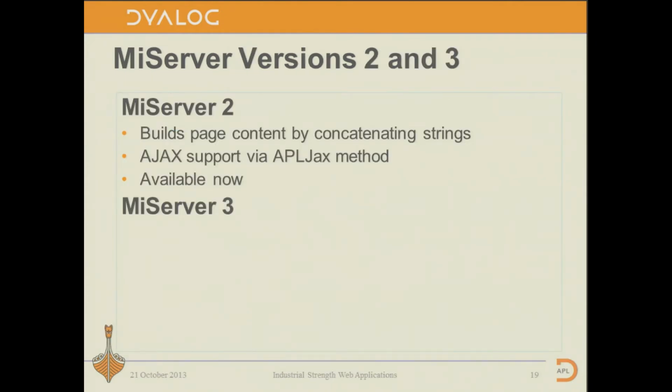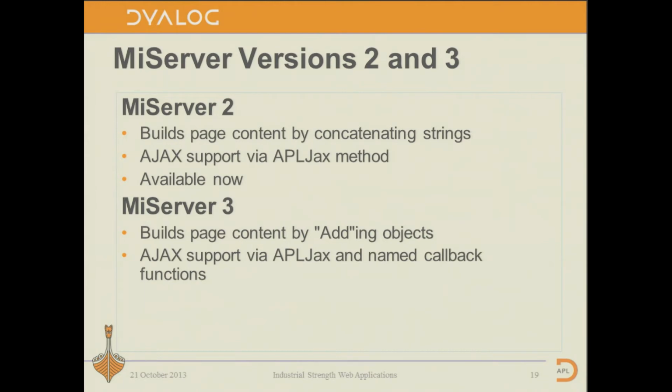MiServer 3 builds page content by adding objects to the content object or to the content field of the page. We'll go into some examples of this. AJAX is still supported via the AppleJax method, but we also allow you to name callback functions so that you can split up the processing for event handling. I'll be showing demos of all of this at the end of the presentation.